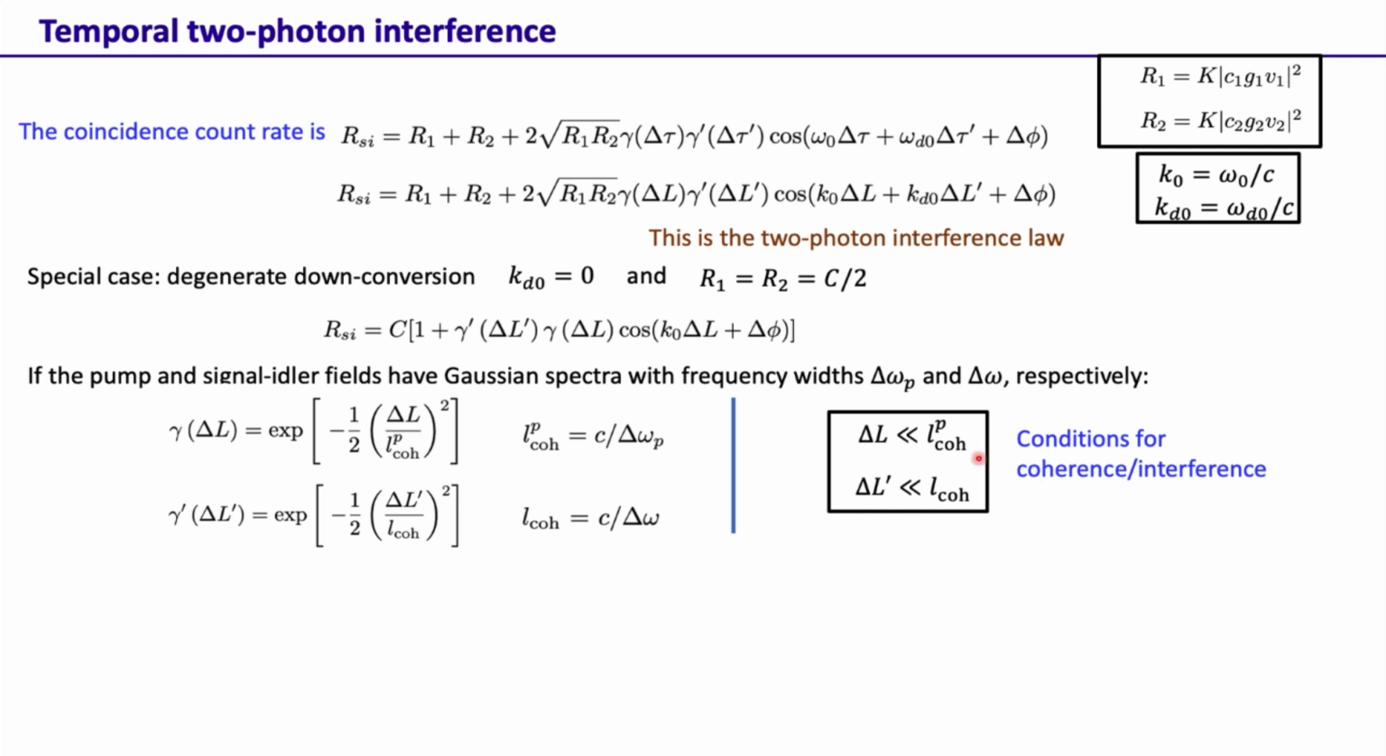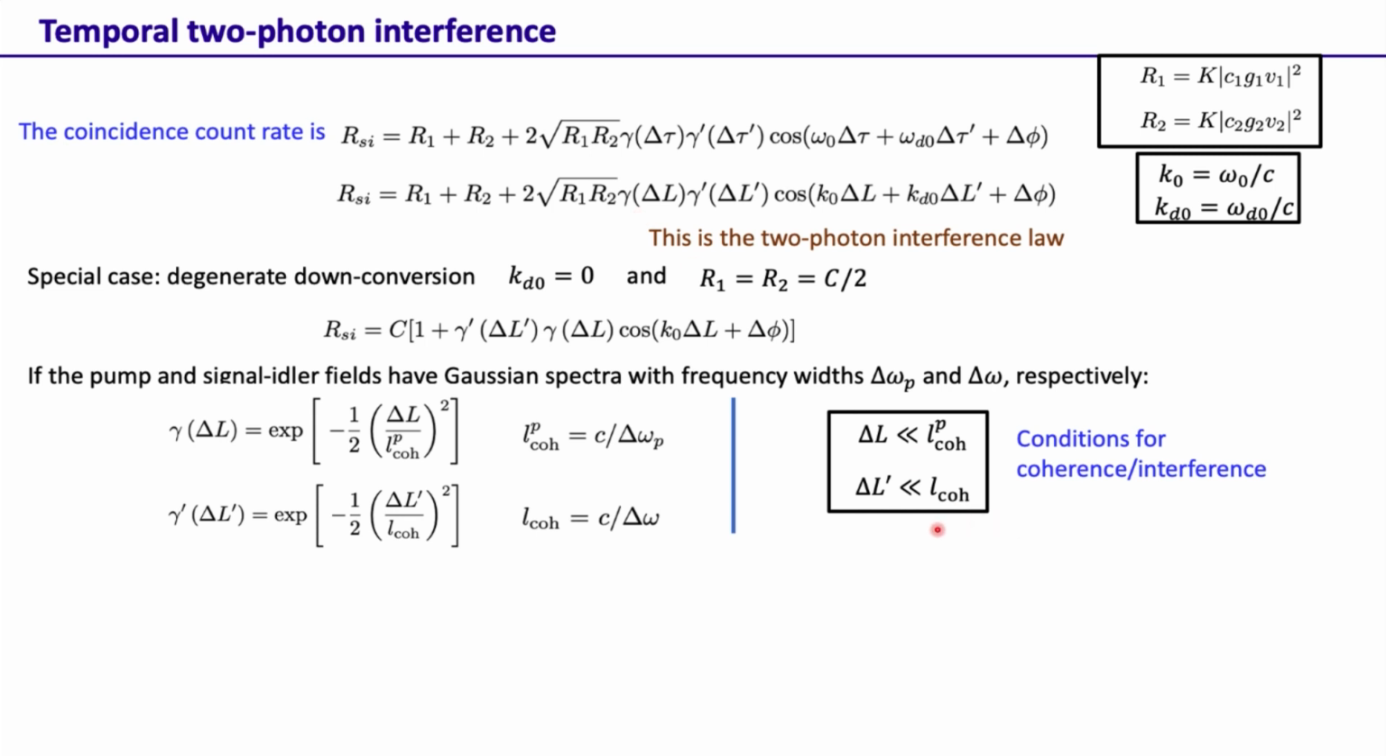So we find that the condition for two-photon coherence or two-photon interference, and rather the necessary condition, is that this delta L has to be much smaller than this pump coherence length, and the delta L prime has to be much smaller than the signal idler coherence length. And as long as these two conditions are satisfied, we will have interference, two-photon interference. If any of the two conditions are not satisfied, we will not have two-photon interference.